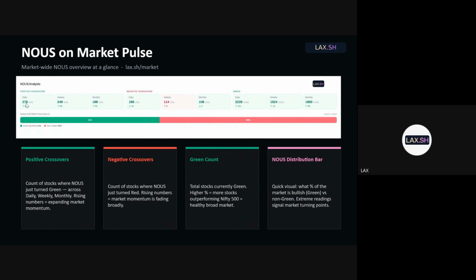Why? Let's say 279 turned green. From red to green, it is good. Positive crossover, 279. But what if yesterday they were, let's say, 379? So 100 less. It means it is turning from great to not so great, right? So it will become red. So the underlying color is not because that number, that parameter, is positive or negative. The color is red or green based on whether the number has deteriorated further or improved.